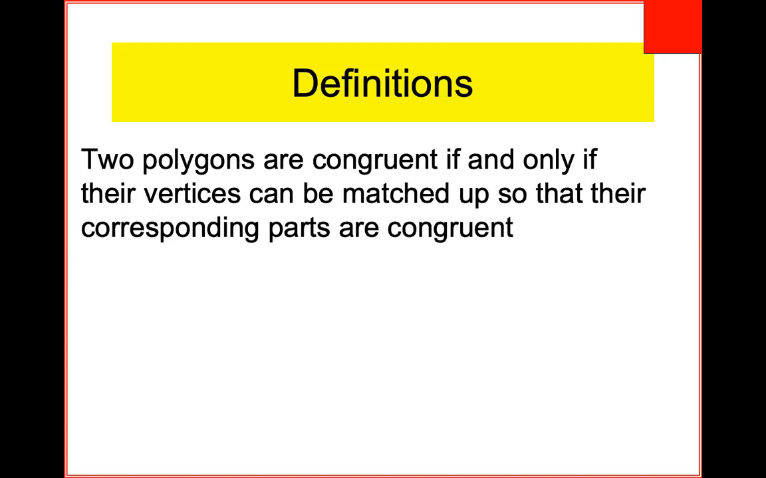What are the key words up there? If and only if. So this is a biconditional. So you get two statements, and both of them are true. When you have an if and only if, it's a biconditional. That means if the first part is true, the second part is true. It also means if the second part is true, the first part is true.